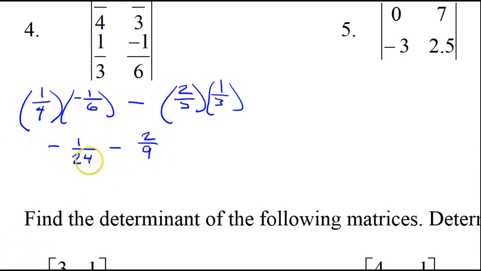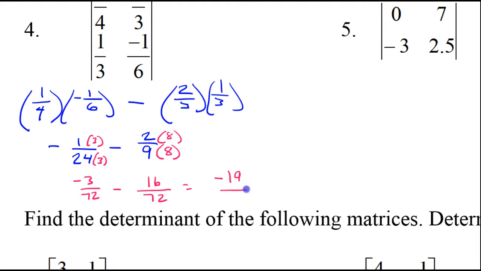Now I just need like denominators. If I multiply 24 by 3, I'm going to get 72. So this is going to make negative 3 over 72. If I multiply 9 by 8, I'm going to get 72. So this is going to make minus 16 over 72. So negative 3 minus 16, that's negative 19 over 72. So this is the determinant.